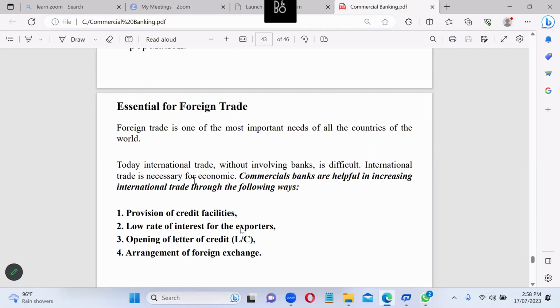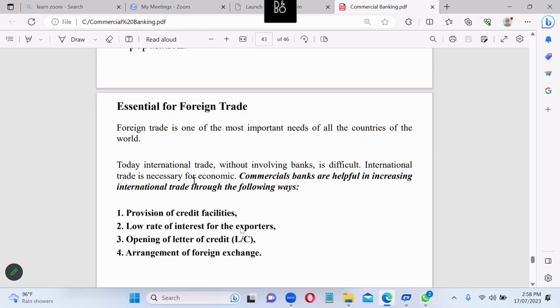Take rice, which is lacking or very rare for our people. The supply is very low compared to the demand, so to fulfill the demand, we have to depend on another country. So without commercial banks, we cannot do foreign trade. Today, international trade without involving banks is very difficult.